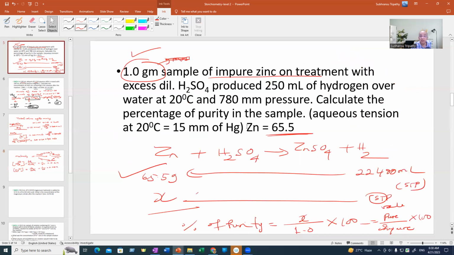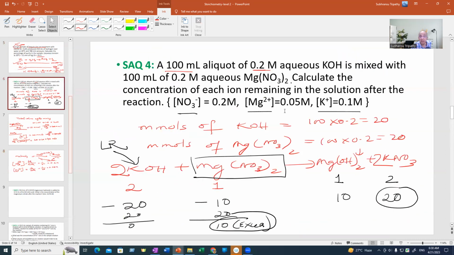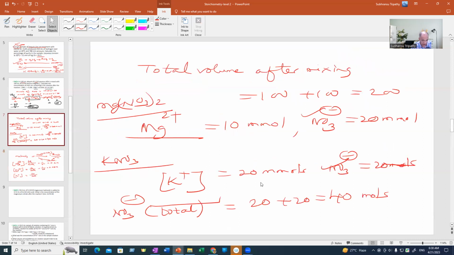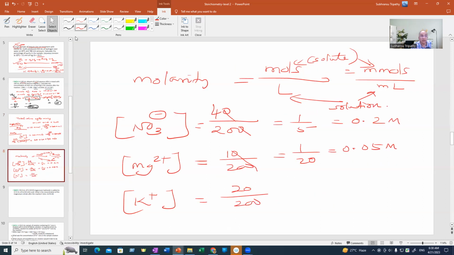0.05. Let's see the answer. Yeah, correct. And then coming to find out what is the potassium ion concentration. So tell me. 20 by 200. Precisely, because potassium ion is 20. So 20 by 200 will give you 1 by 10, that is equal to 0.1 molar.